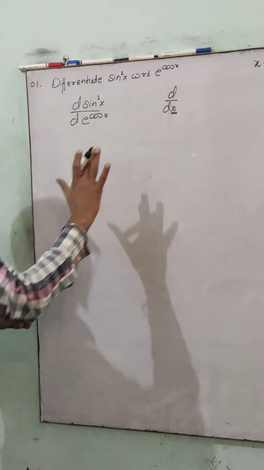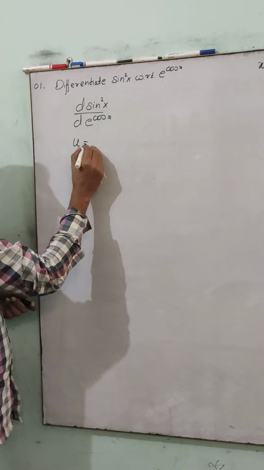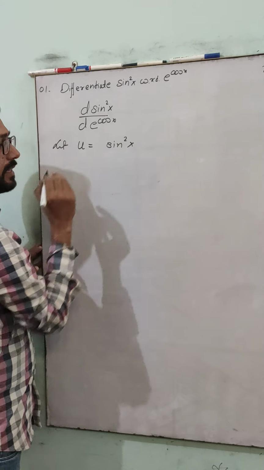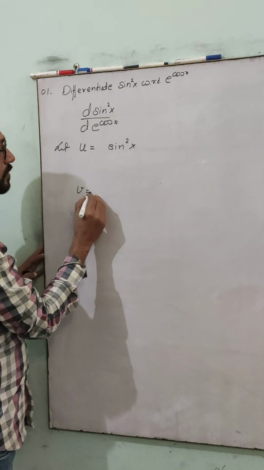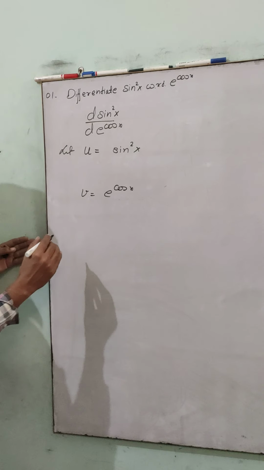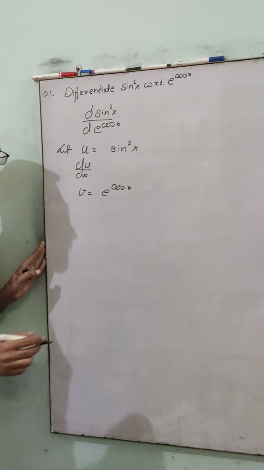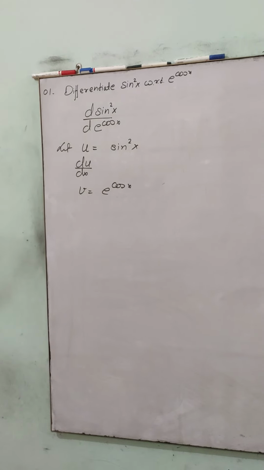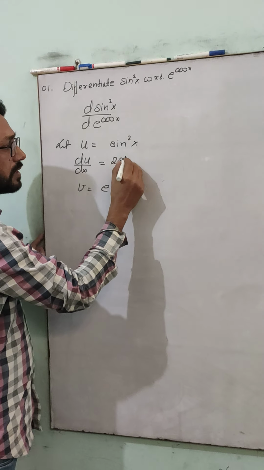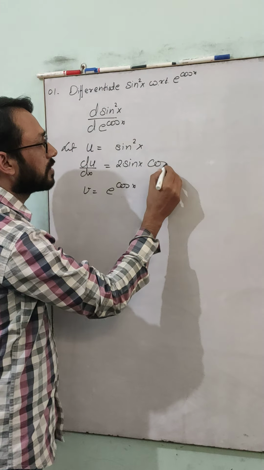As in the previous questions we have done, let u equal sin²x and v equal e^(cos x). We will calculate du/dx. This function can be differentiated easily with respect to x. So du/dx is 2 sin x, and the differentiation of sin x is cos x.